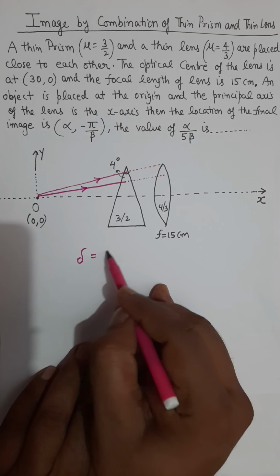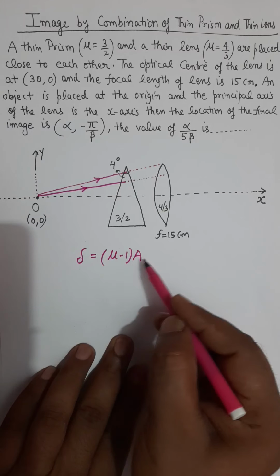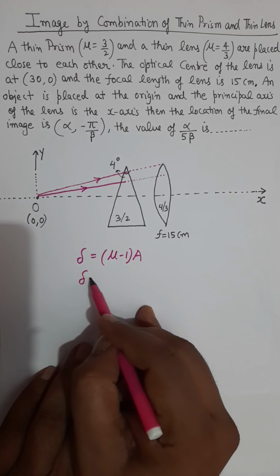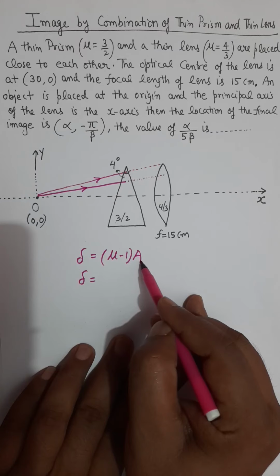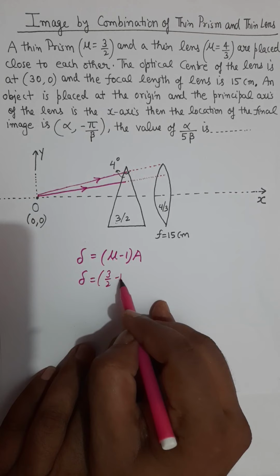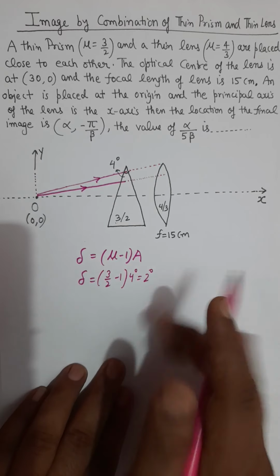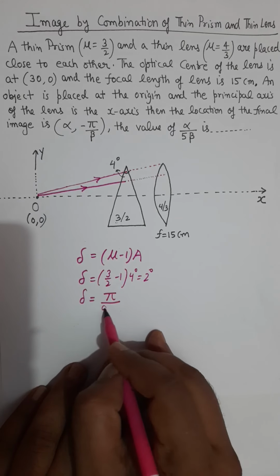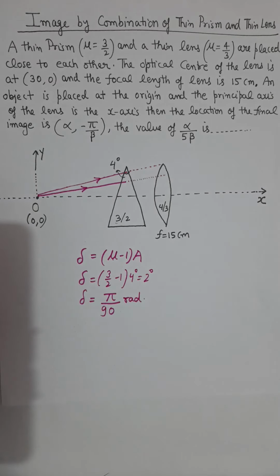and after deviation I will first calculate the deviation part. Deviation by thin prism is given as the refractive index of prism minus 1 times angle of prism. That's the formula of thin prism deviation. So according to thin prism deviation formula, this mu will be 3 by 2. Prism has a refractive index of 3 by 2. Angle A of the prism is given as 4 degree. So it is nothing but 3 by 2 minus 1 multiplied by 4 degree, which gets 2 degree. And you can convert it into radians, and I get pi over 90 radians. That's the value of deviation by prism in radian unit.